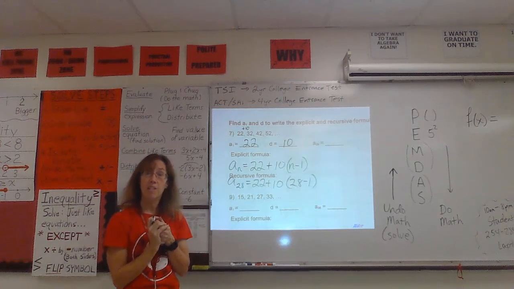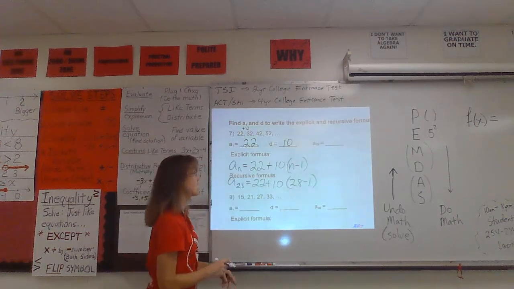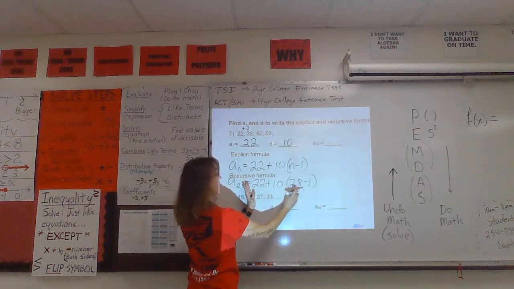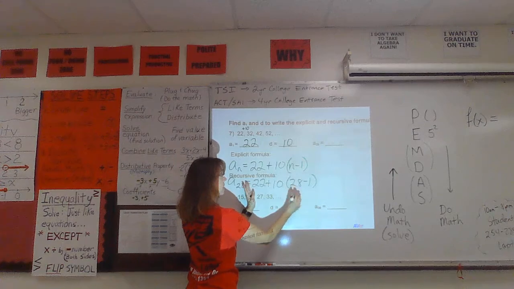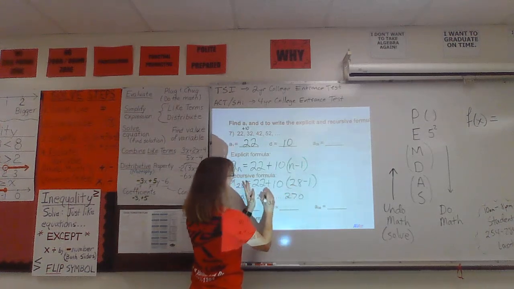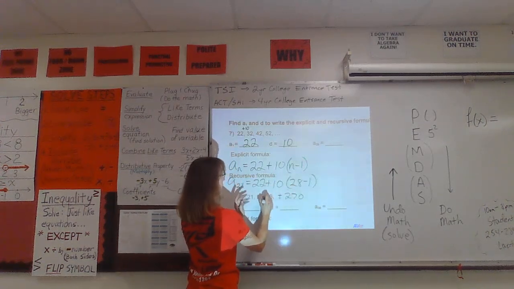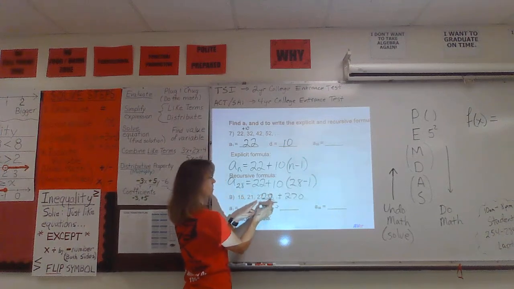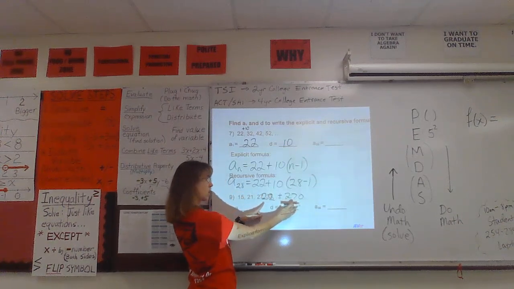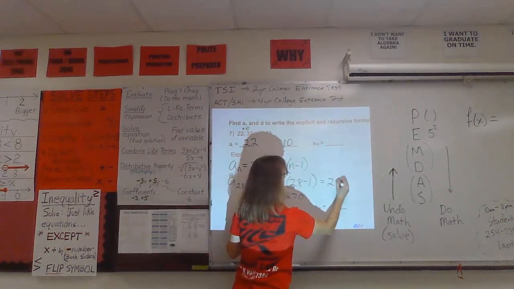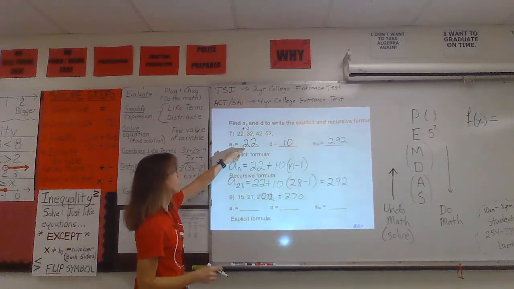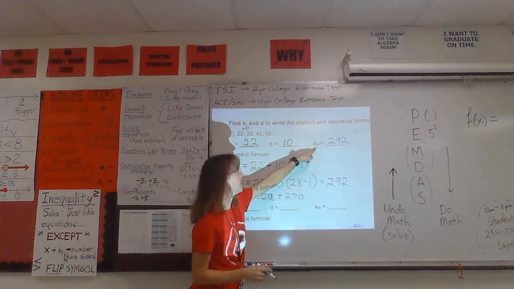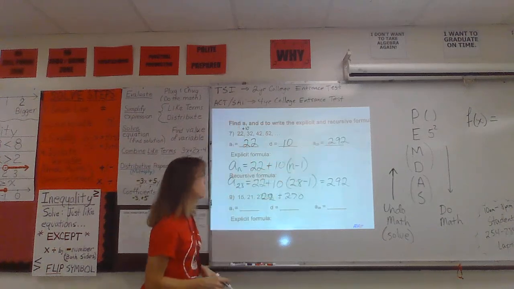That's why the explicit formula is so handy. I don't have to make a long list. You do the math. 28 minus 1 is 27. 27 times 10, because that's what this math is, gives you 270. And it's a positive this time, and I have 22 being added to that. So I have 22 plus 270, which gives me 292. So on your paper, you tell me a sub 1 is 22, you tell me D is 10, you tell me a sub 28 is 292.